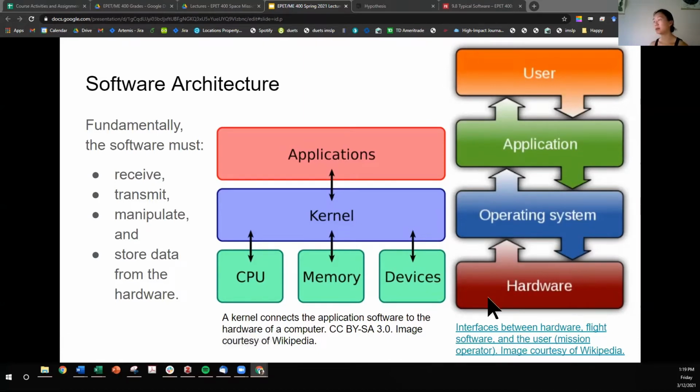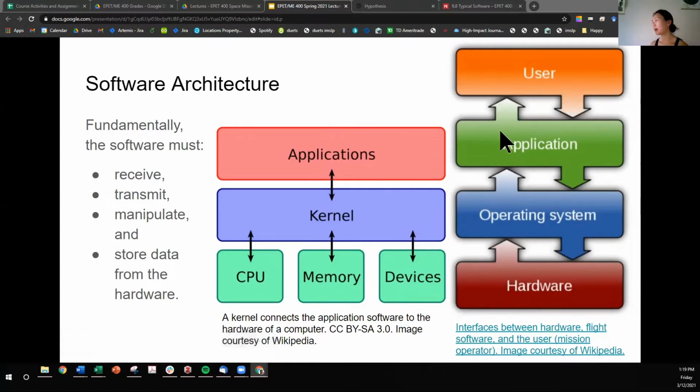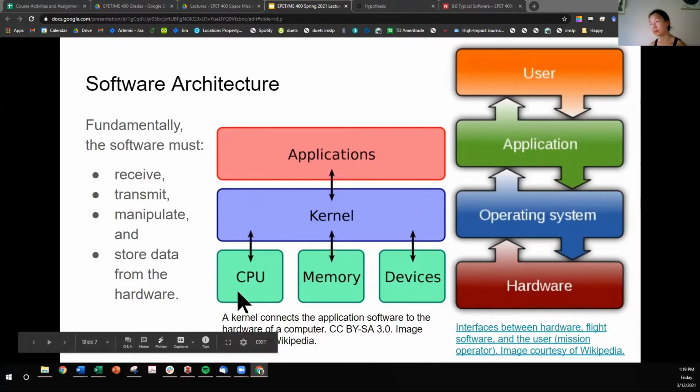You can also reform this diagram to be a little bit more specific, where if we look application down, your embedded computer is going to have these applications. It's going to have a kernel or operating system that interacts with the CPU or central processing unit, memory, and also various devices that are payloads or subsystem components.